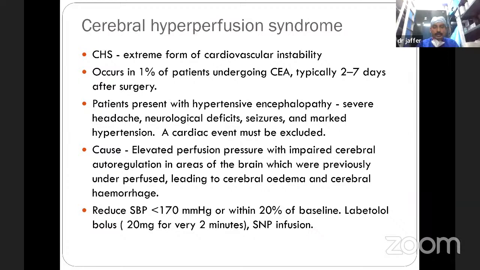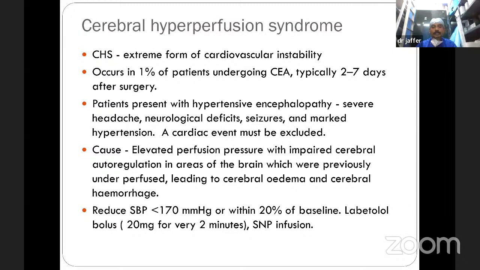And one slide on cerebral hyperperfusion syndrome. This is an extreme form of cardiovascular instability. It occurs in about 1% of patients undergoing carotid endarterectomy, usually 2 to 7 days after surgery. The patients present with hypertensive encephalopathy. They complain of severe headache, or there may be neurological deficit, seizures, and hypertension. It may be associated with a cardiac event also in the form of MI.